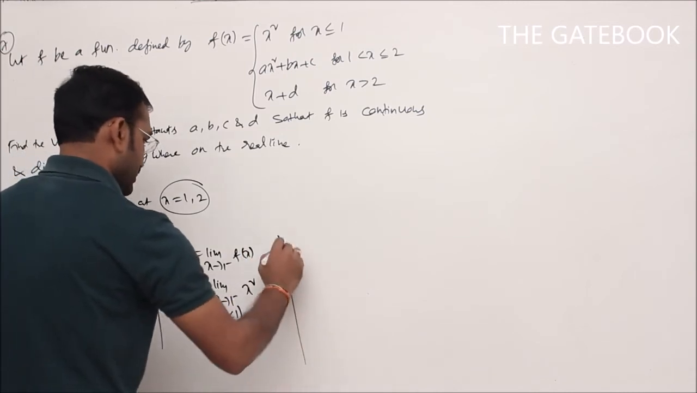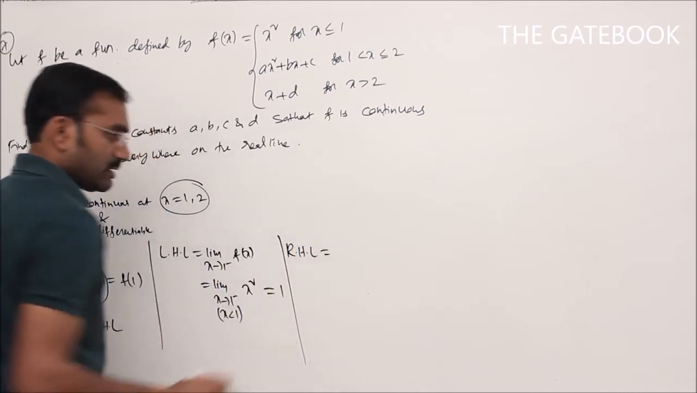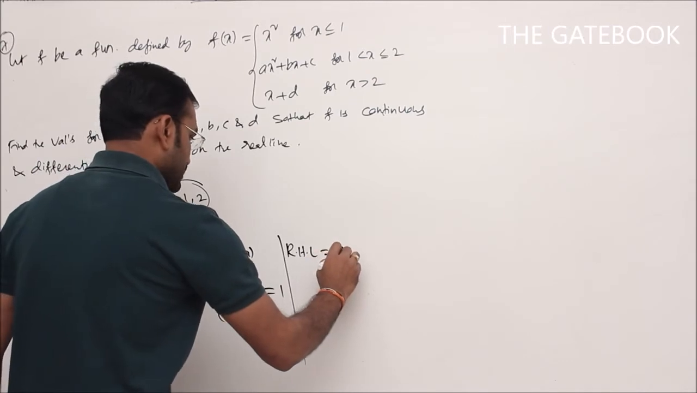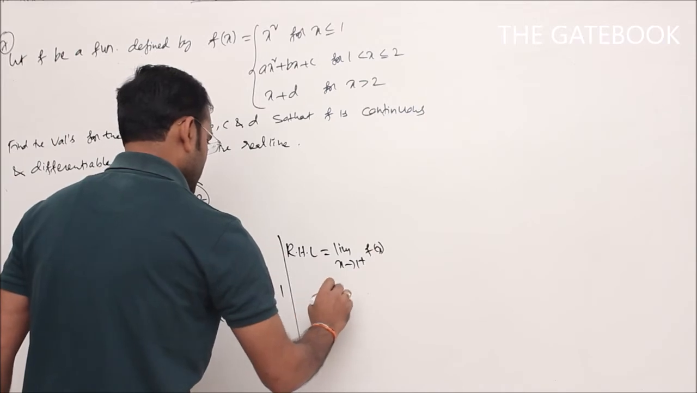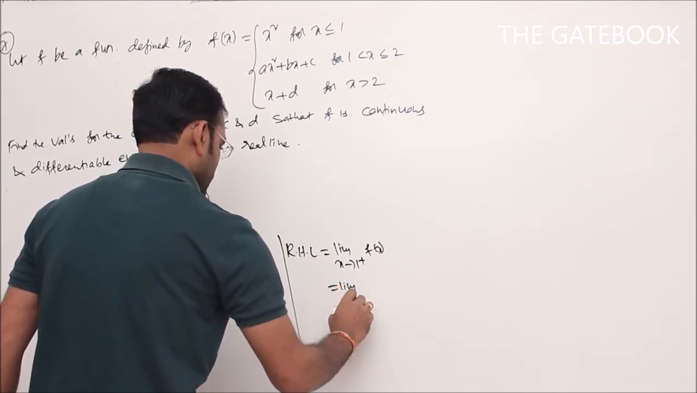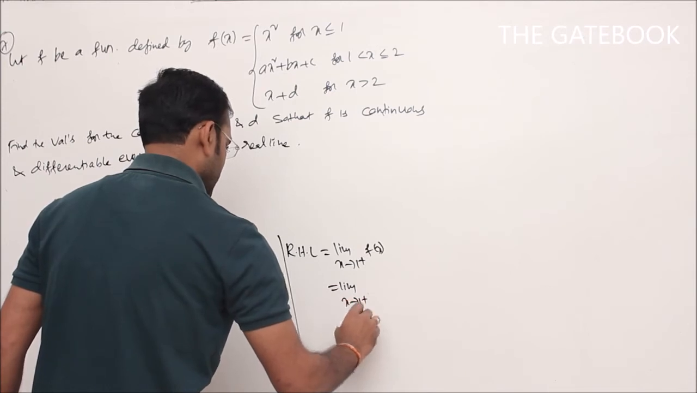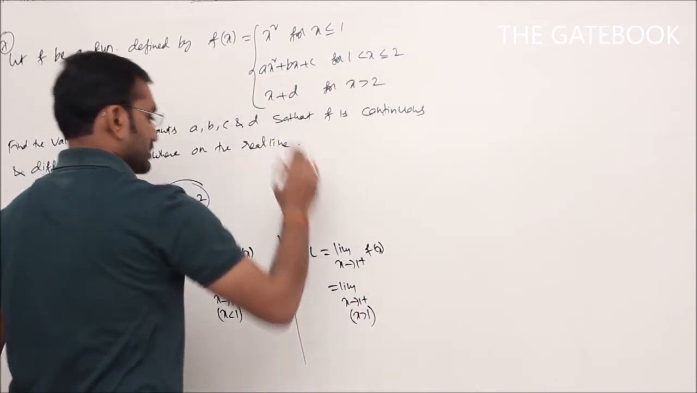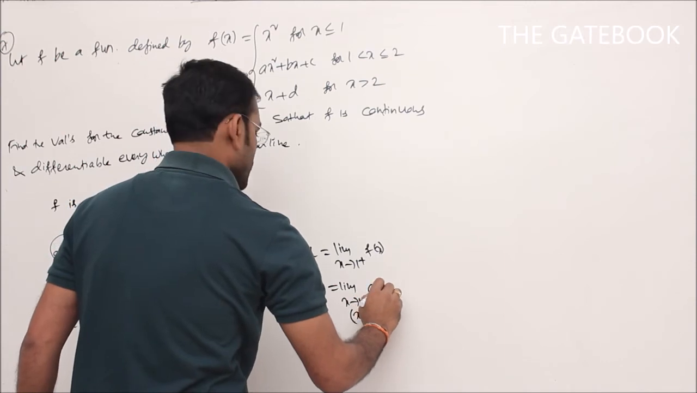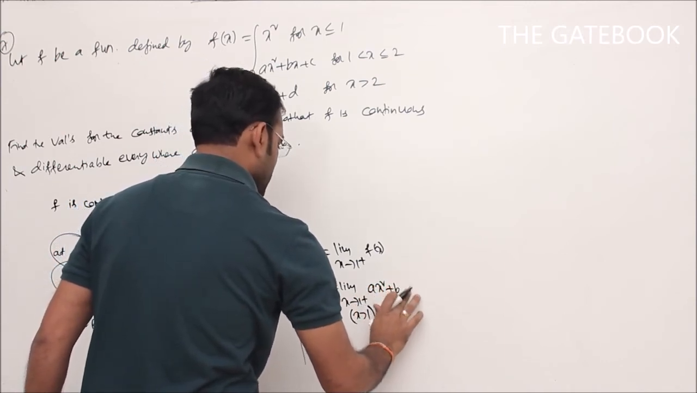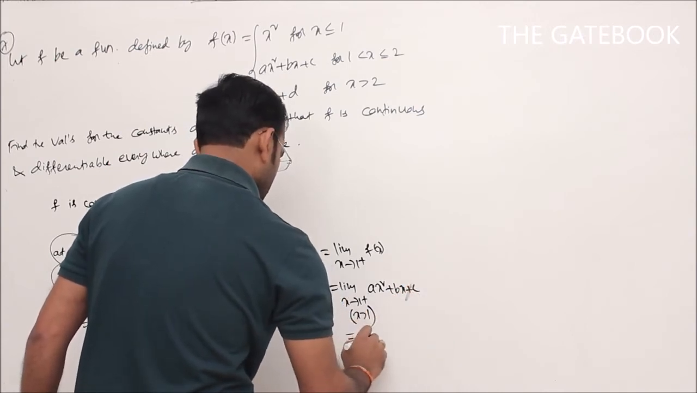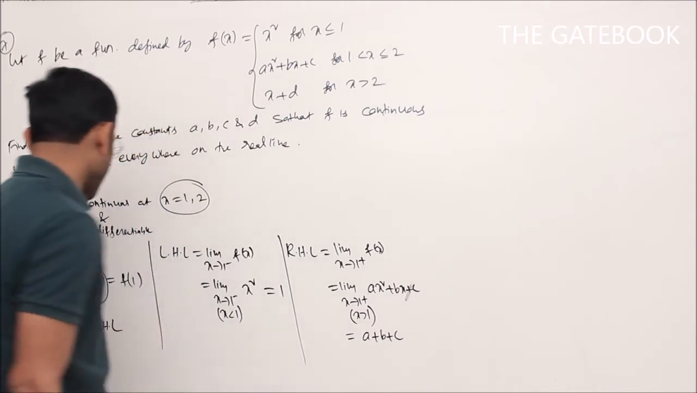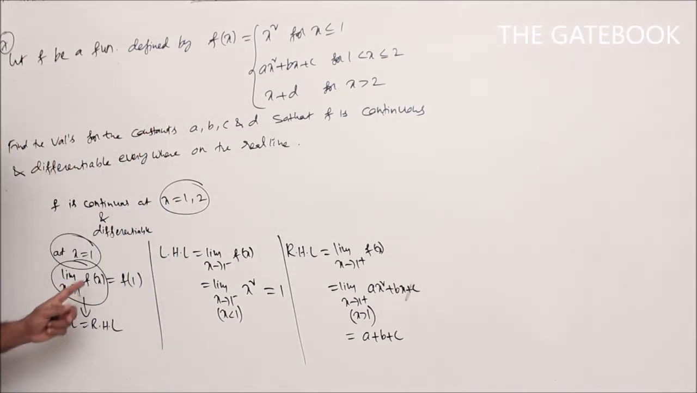Similarly, finding the right hand limit. Right hand limit is RHL. RHL is limit x tends to 1 plus f of x. X tends to 1 plus means x value greater than 1. When x is greater than 1, the corresponding function is a x square plus bx plus c. Now replacing x with 1, we will get the value a plus b plus c. So given that function is continuous at x is equal to 1, therefore that LHL must be equal to RHL.